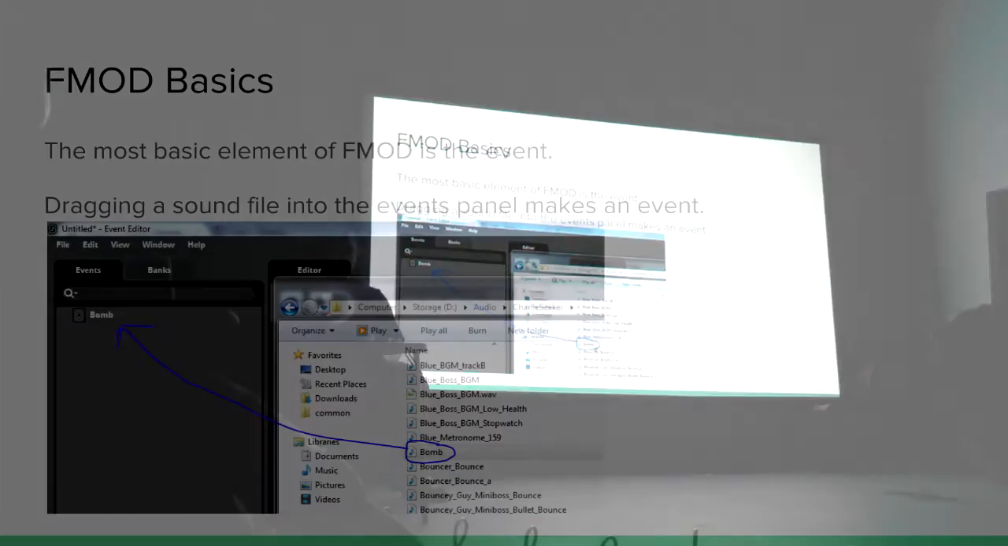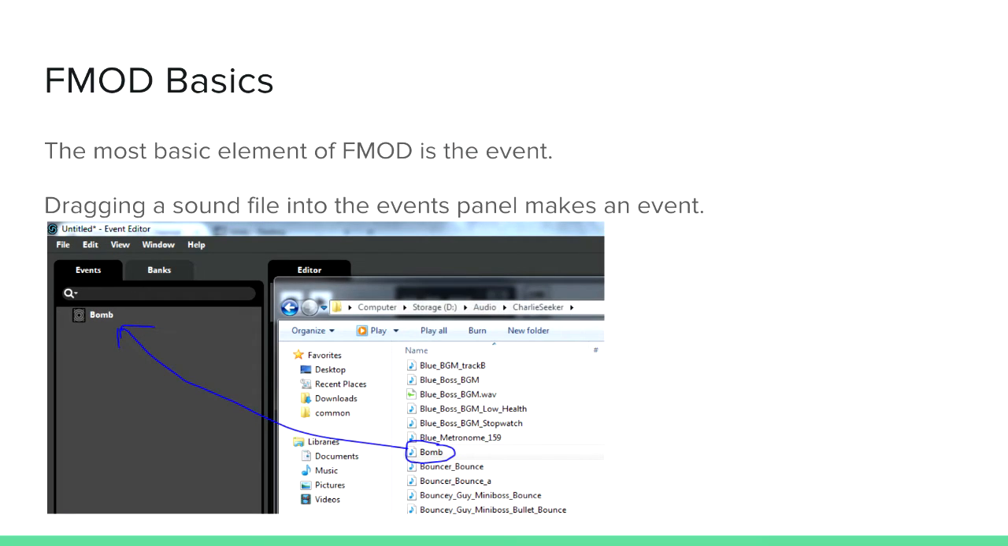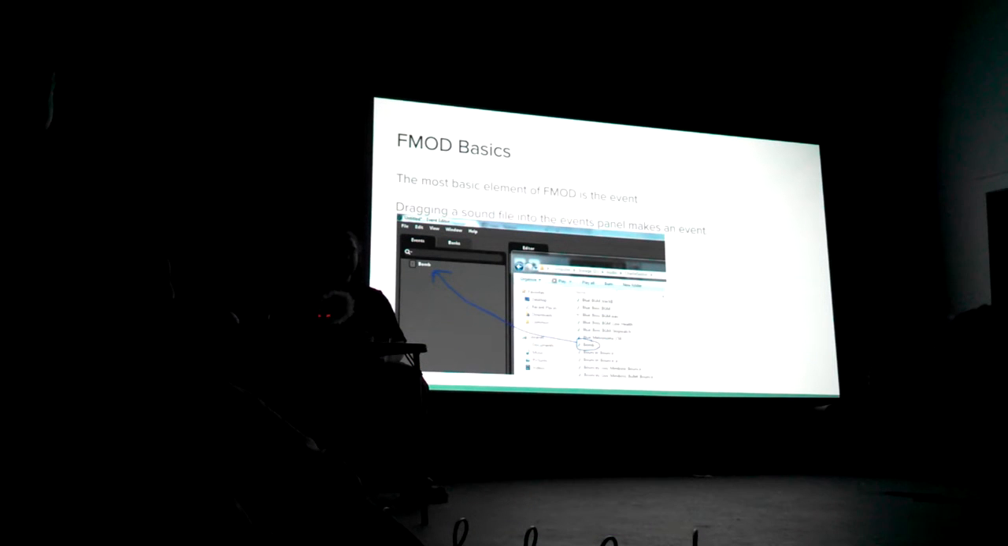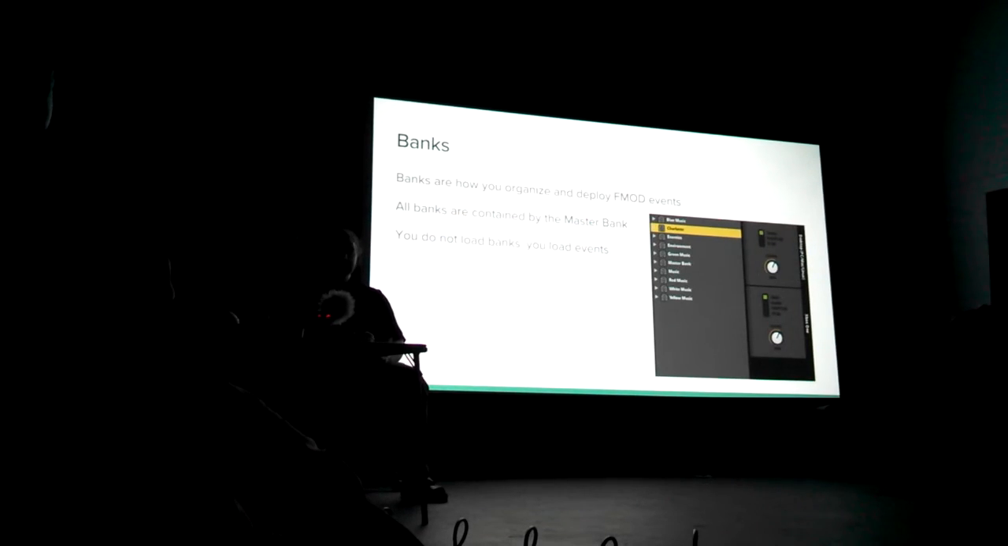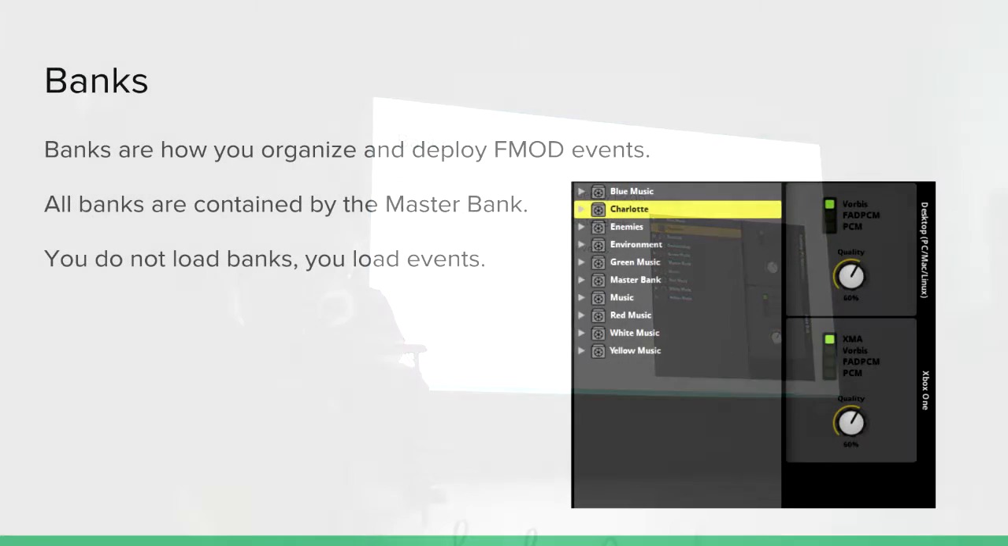So, basics of the FMOD interface. The most basic element in FMOD is the event. You create events generally by dragging a sound file onto the events pane. In FMOD, events are how sounds get played. They can be very simple, consisting only of a sound and a play command. They can also be very complex, with multiple sounds simultaneously, parameters, effects, logic structures, randomizers, and so on.